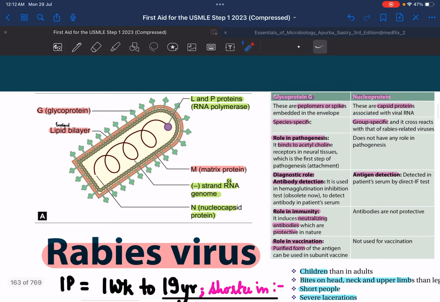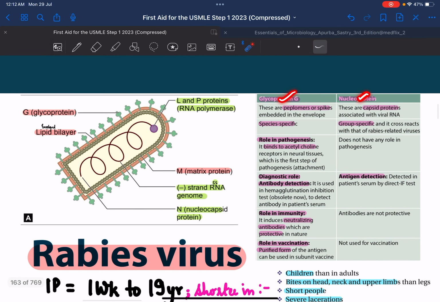Okay, so learning briefly about the glycoprotein and the nucleoprotein, both of these are basically antigenic components of the virus. The glycoproteins are basically the peplomers or spikes which are embedded in the envelope. The nucleoprotein, whereas, is the capsid protein which is associated with the viral RNA, right? Glycoprotein is species specific, nucleoprotein is group specific, and it can cross react with rabies related viruses.